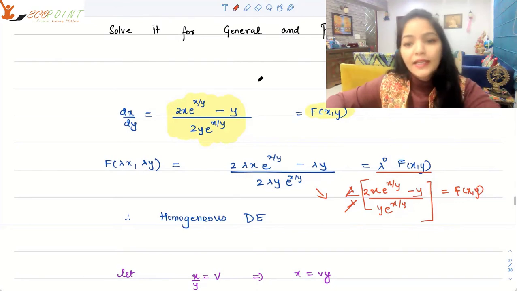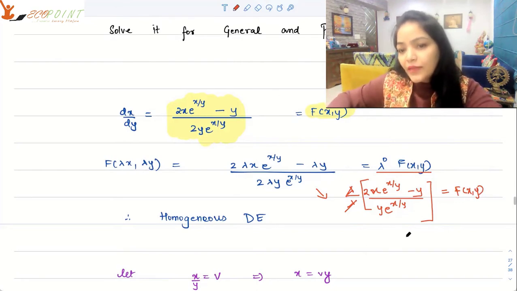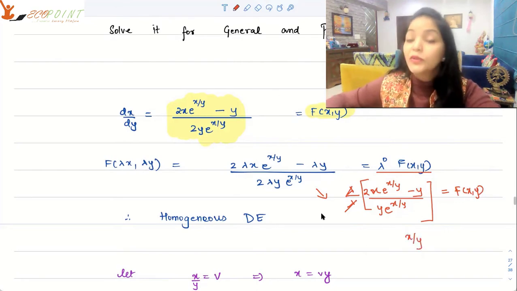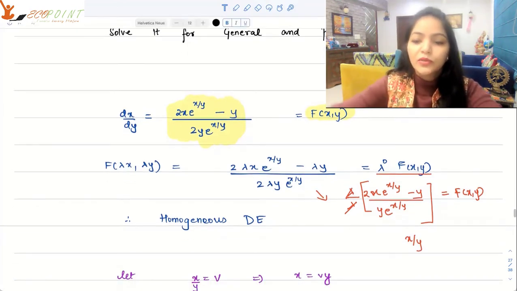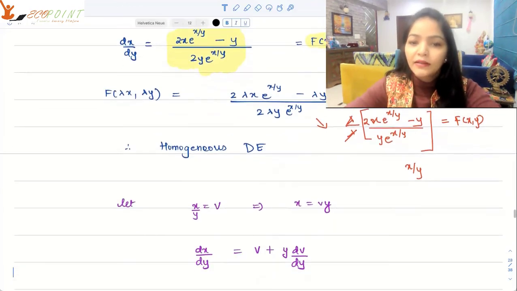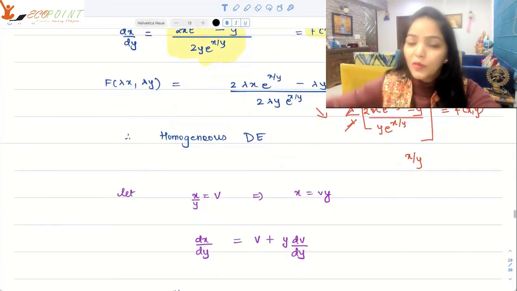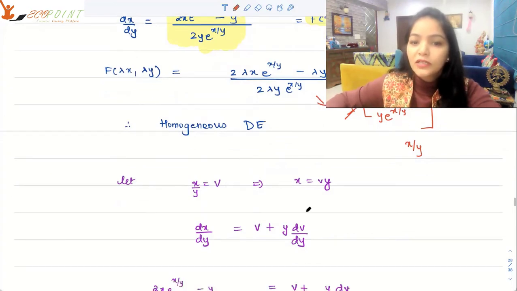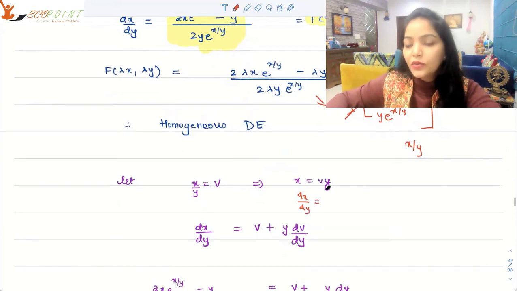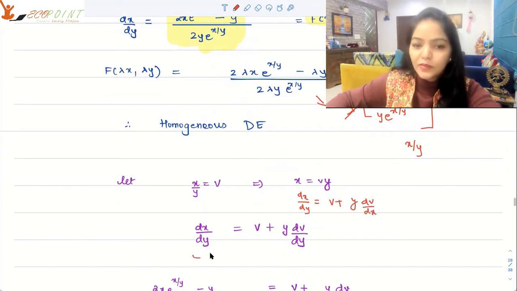differential equation. Now here I can see x by y in a lot of terms. So we will this time take v equals to x by y. Let's take v equals to x by y, and x will be equal to v times y. Therefore, when you differentiate with respect to y, you will get dx by dy equals, by product rule, v as it is, plus y times derivative of v with respect to y. So hence you get this expression.